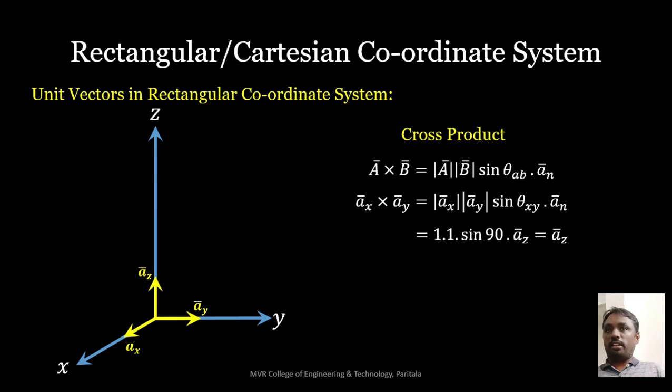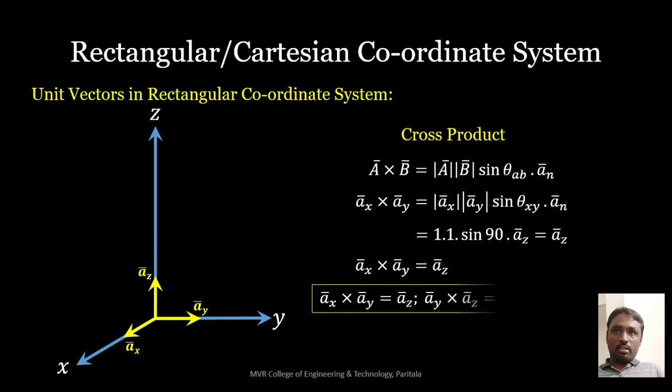So a n cap is az. So 1 into sin 90 is also 1. So 1 into az will give az bar. So ax cross ay will give az bar. Similarly, ay cross az will give ax, and az cross ax will give ay.